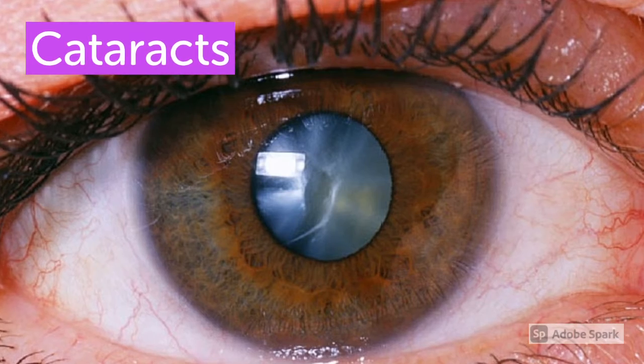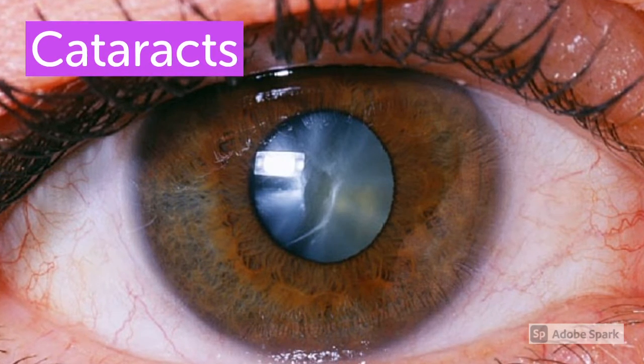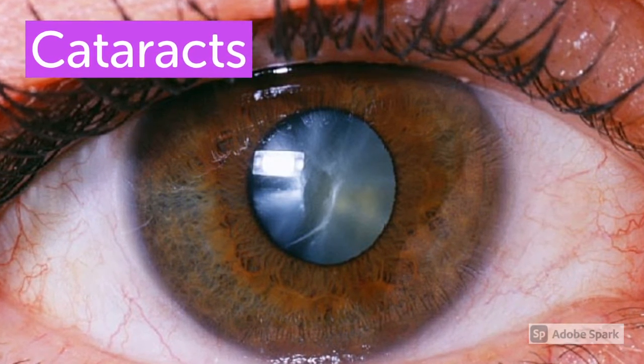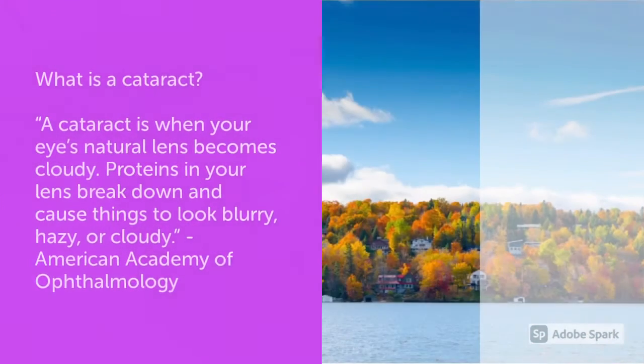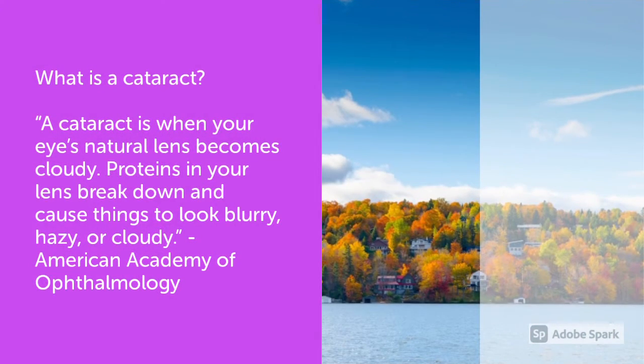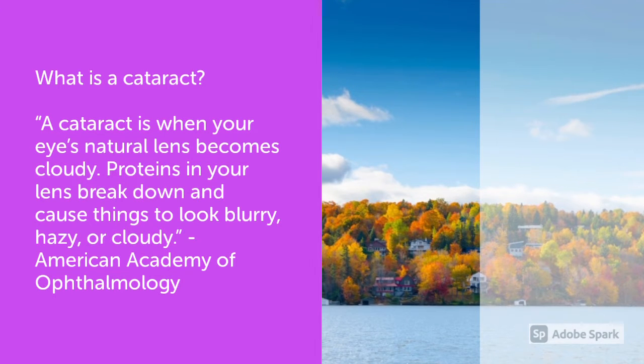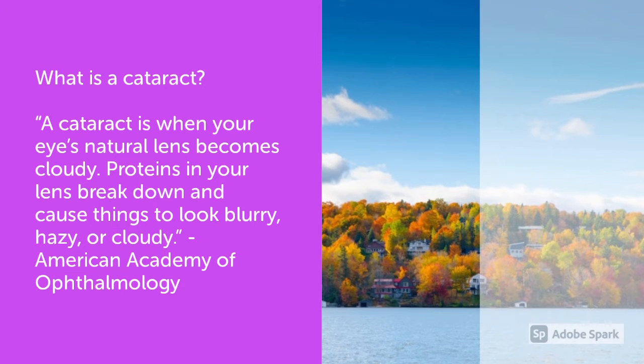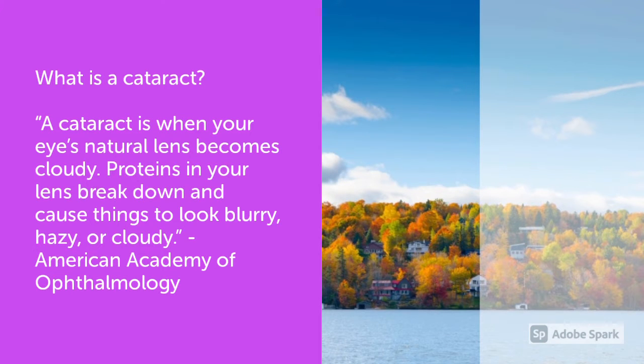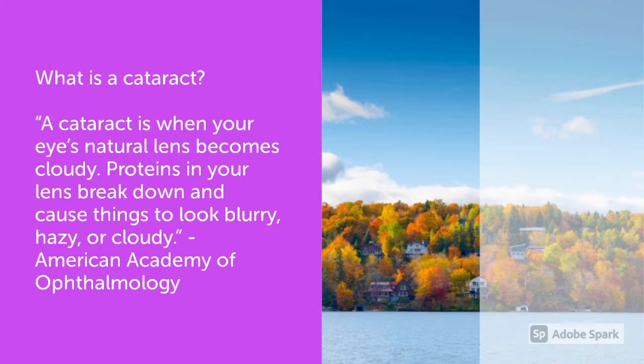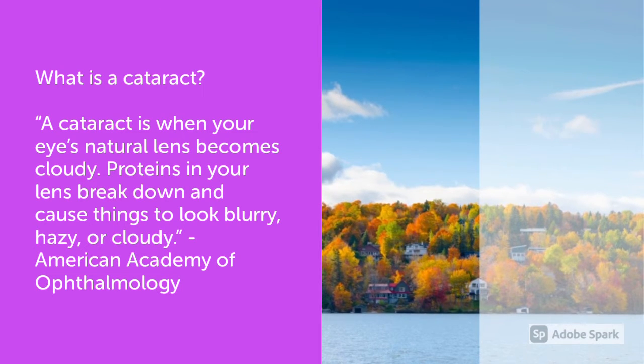The second eye illness I researched is cataracts, and this picture shows what cataracts look like in a person's eye. What is a cataract? According to the American Academy of Ophthalmology, a cataract is when your eye's natural lens becomes cloudy. Proteins in your lens break down and cause things to look blurry, hazy, or cloudy, as well as decreasing the amount of color you see. So on the right, the line down the middle to the left is what a normal person sees, and to the right is what somebody with a cataract sees.